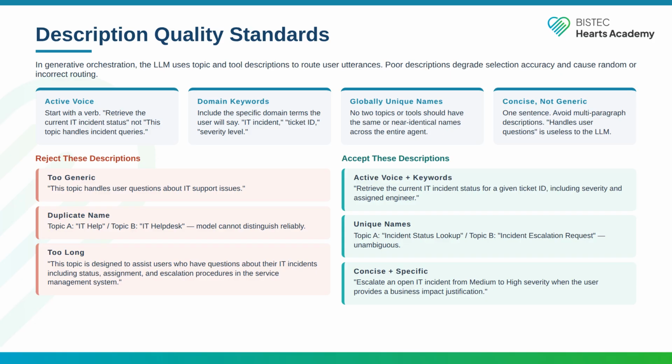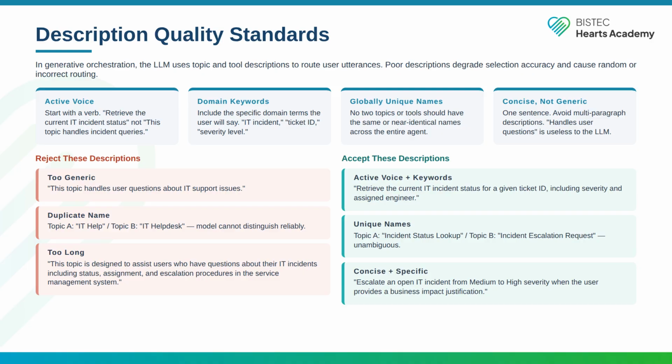4 standards. Active voice. Start with a verb. Not "this topic handles incident queries," but "retrieve the current IT incident status for a given ticket ID." The verb declares intent. Domain keywords. Include the specific vocabulary your users actually say. If users say ticket and your description says case, scoring suffers.